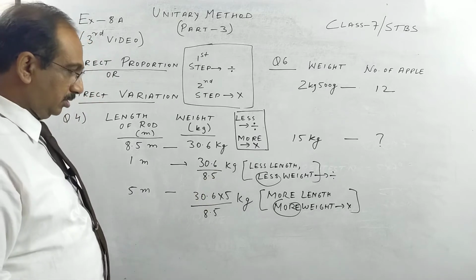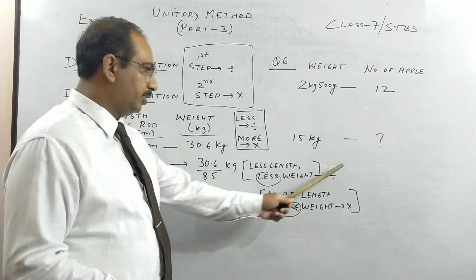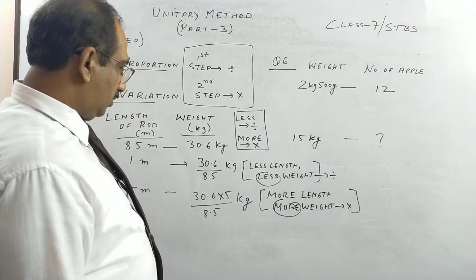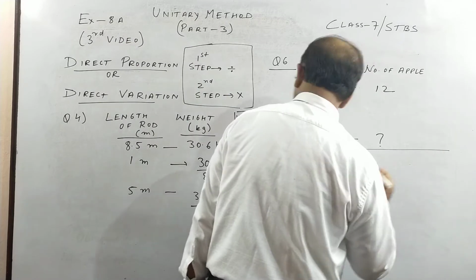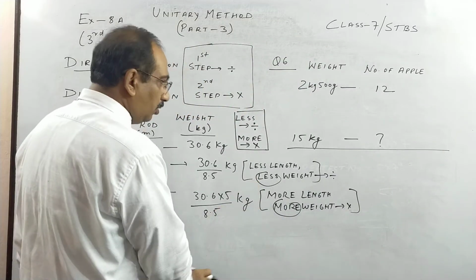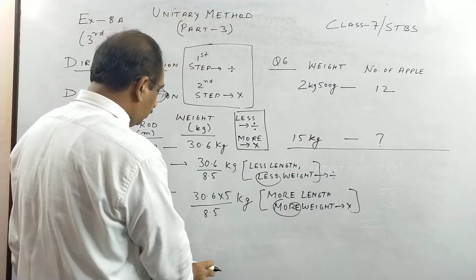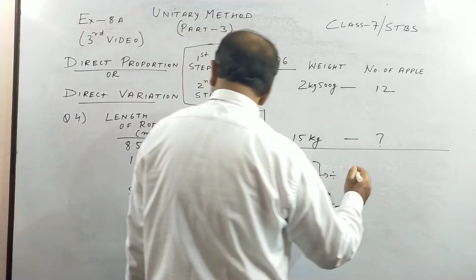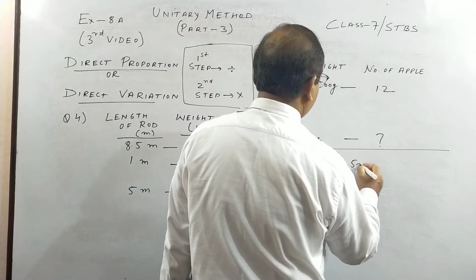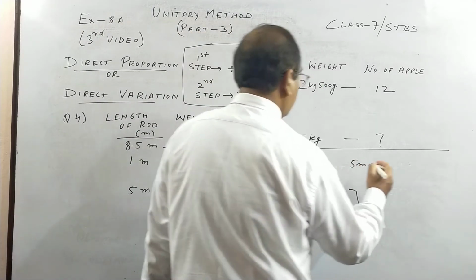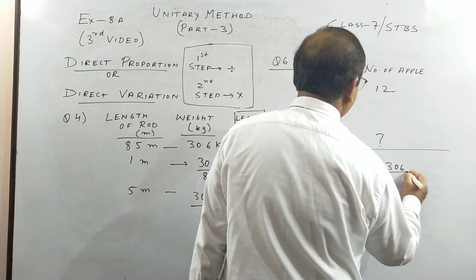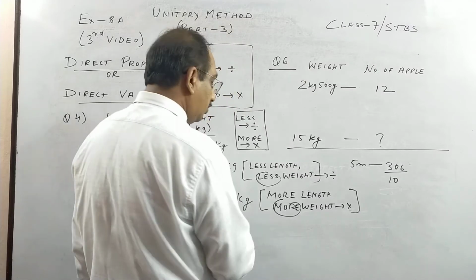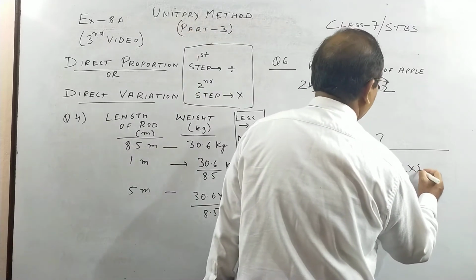Now we have to solve this. I'm going to solve it over here. See how to solve. I don't want to go down and write on the right side, so I'm showing you over here. So the weight for 5 meter length will be, remove the decimal, 306, one decimal is removed here, 10 goes down into 5.